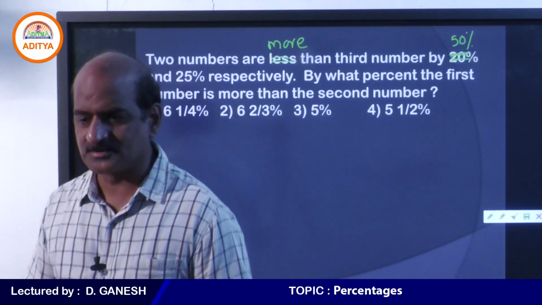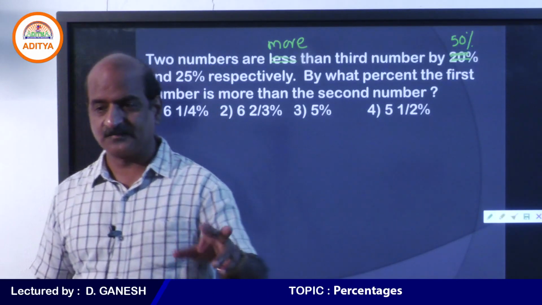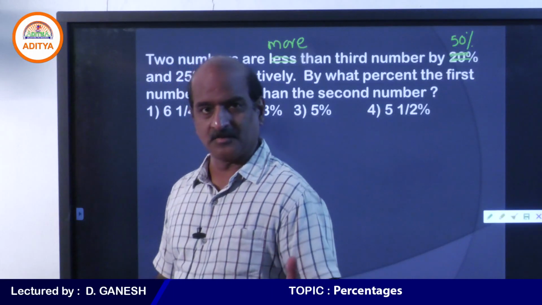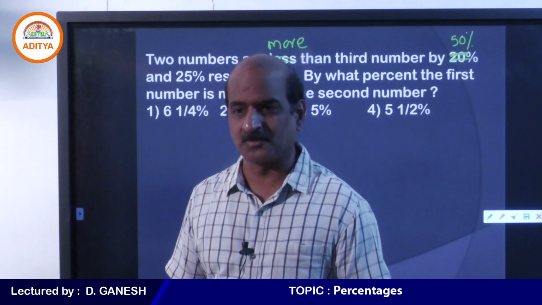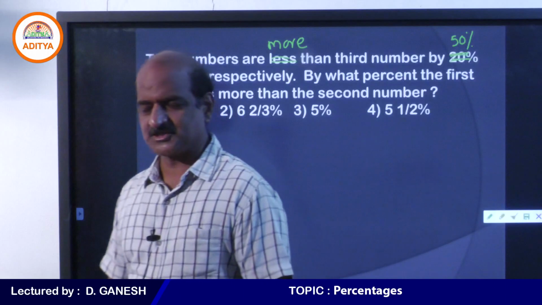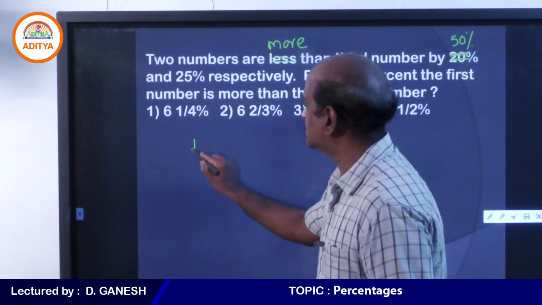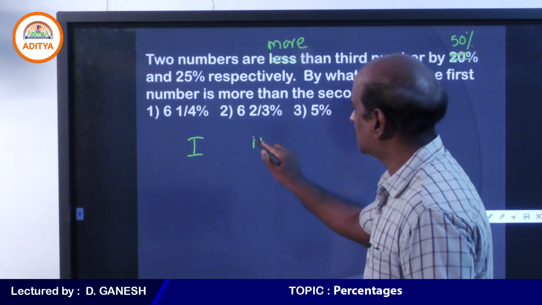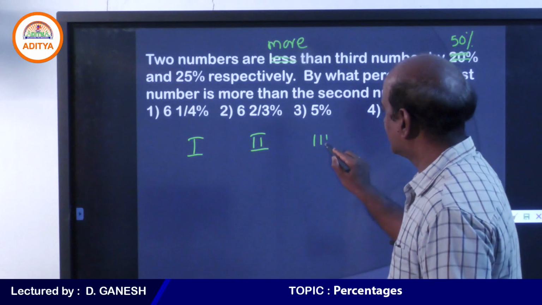You know why we need to start from the third number? Because the first two numbers depend on the third number. Obviously, we need to start from the third number only. Come on, make it fast. So yes, these two numbers depend on the third number.